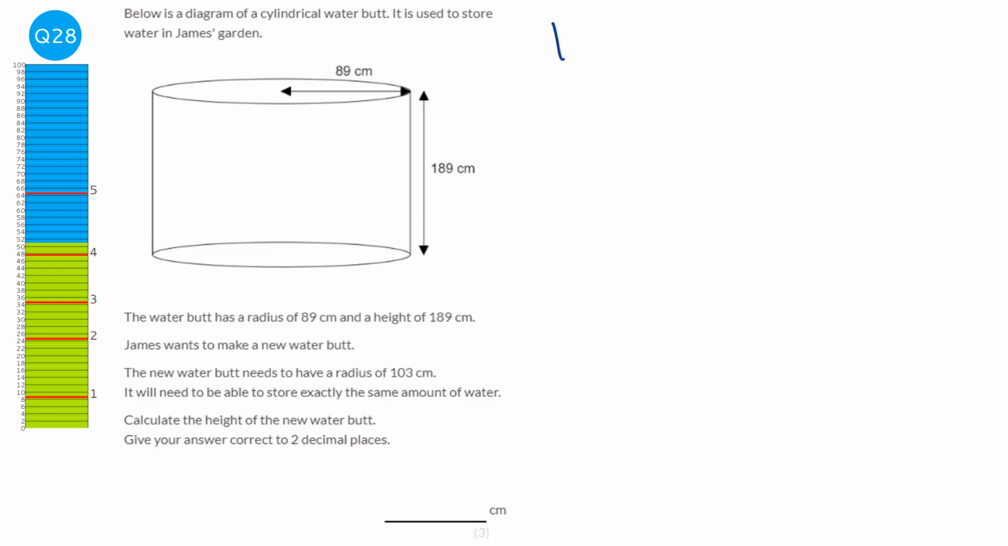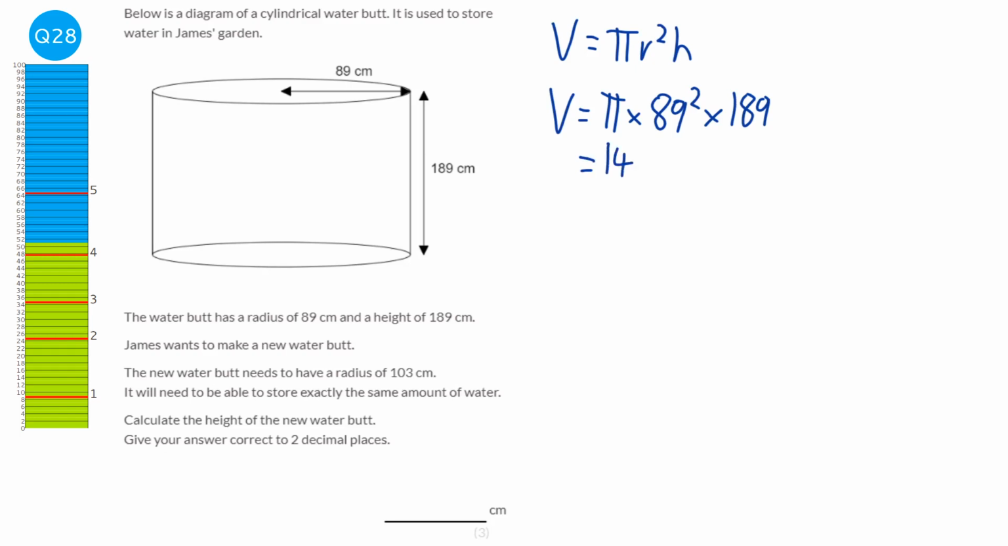So first thing to realise is that the formula for the volume of a cylinder is pi r squared h. So what we need to do first of all is work out the volume of the water butt that James currently has. So we're going to do the volume equals pi times the radius, which is 89, squared, times the height, which is 189. And when we do that, we get 1497,069 lots of pi. And I'll keep this in terms of pi just for simplicity.